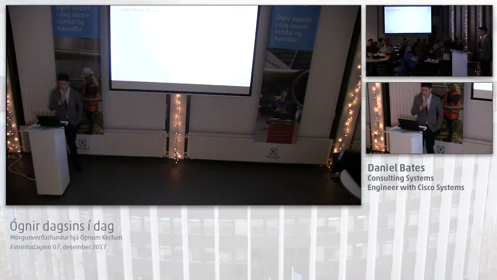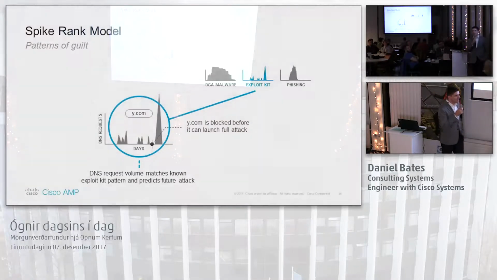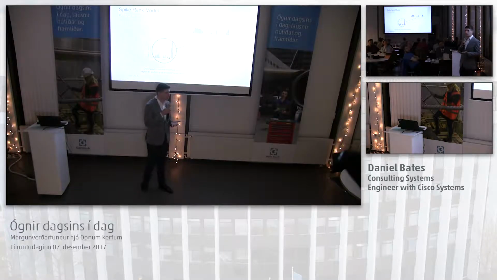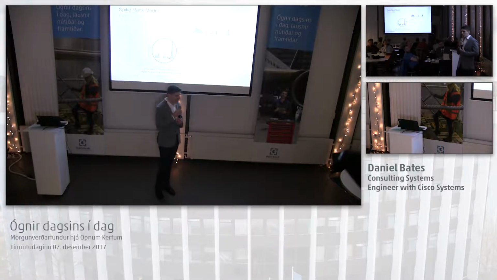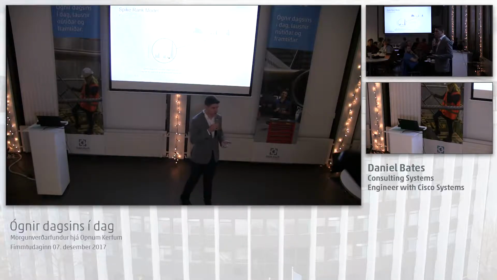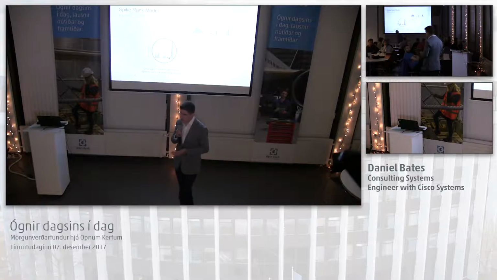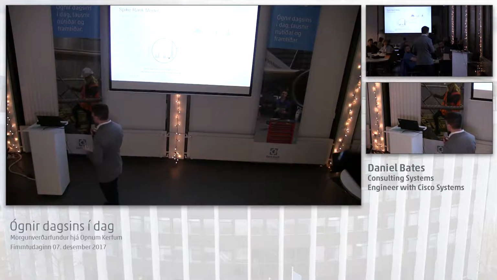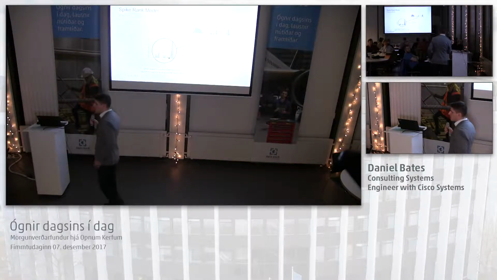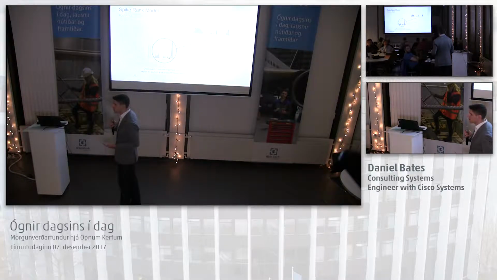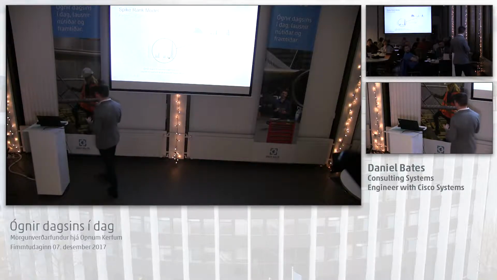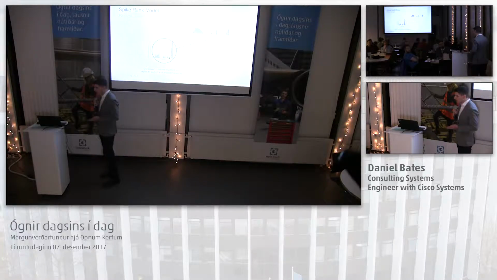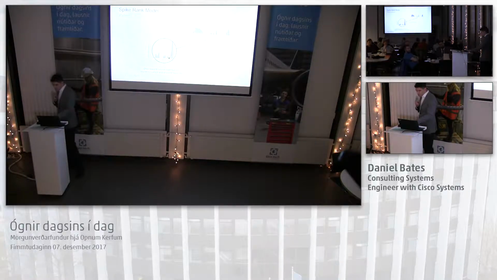There's another one, this is my personal favorite just because of the name, the spike rank model. If we graph out DNS requests over time in volume, it looks kind of like a sound waveform. And different attacks have different waveforms. So an exploit kit looks a little bit different than a phishing attack, which looks a little bit different than a domain-generated algorithm and so on. So if we see a new domain registered and we see the traffic going to that domain that looks like it's matching one of these attack types, we can stop it right there. We can block that new domain without it even having been fully turned on.